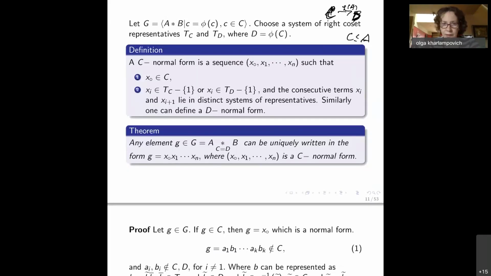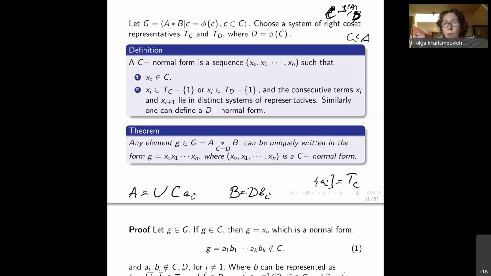Now, right coset representatives: we represent A as the union of C a_i's, and B as the union of D b_i's, right? So the set of a_i's is TC. It's a set of right coset representatives for C in A, and for D in B.